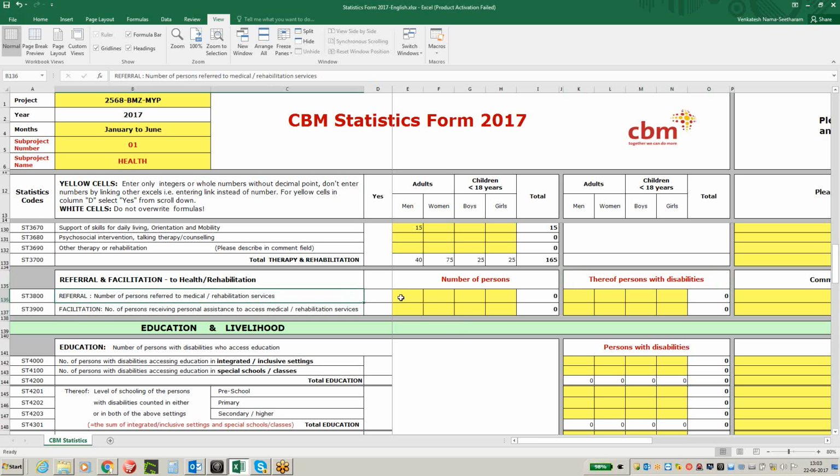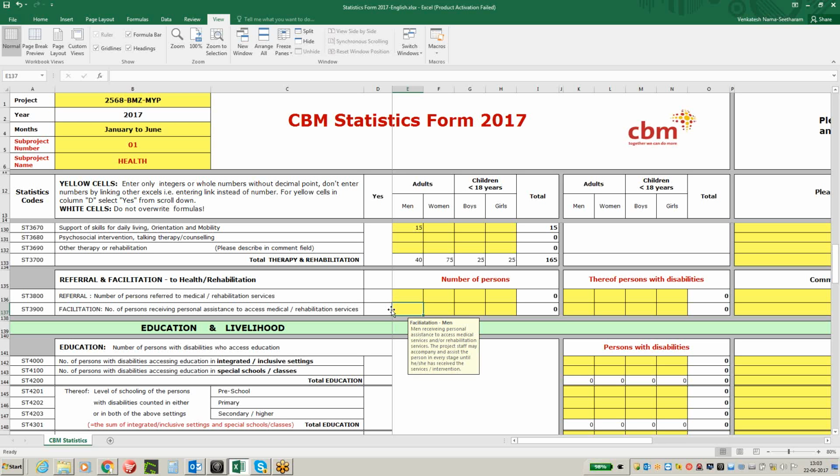Referral is just referring the person. A simple example is a hospital that does not have any rehabilitation services at their end. When they see some person, they say okay, and they refer that person to some rehabilitation center. That is just referral. They just refer it and keep quiet. The facilitation is what normally comes in the CBR projects, where they do all the work.